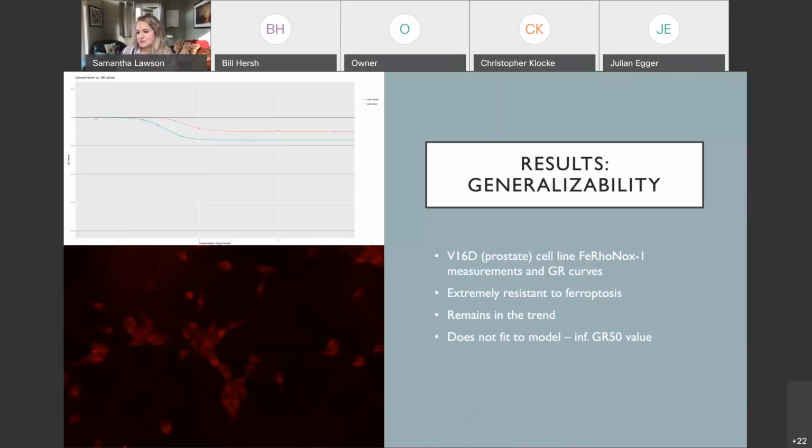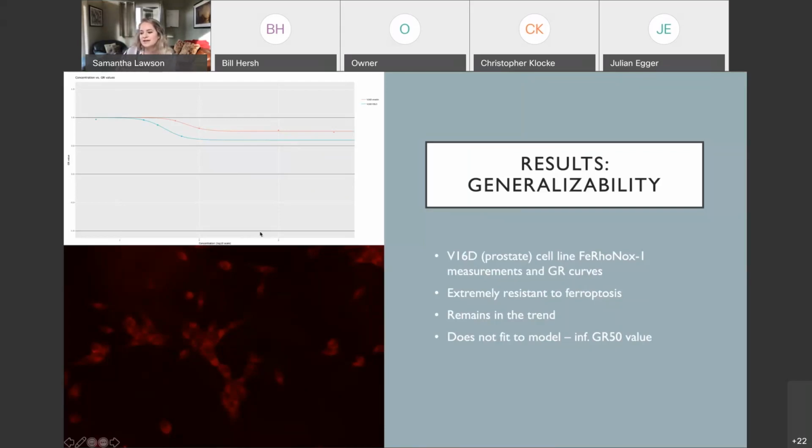I chose to try to generalize this to V160 cell line, which is a prostate cancer cell line, and took the cell viability and the ferronox-1 iron signal and tried to apply this model to a separate context. Here we see very shallow curves for our inducing agent. And we also see a very low iron signal. So this fits with our trend, meaning this cell line is very resistant to ferroptosis, and it has a minimal iron signal to ferronox. So try to apply our model.